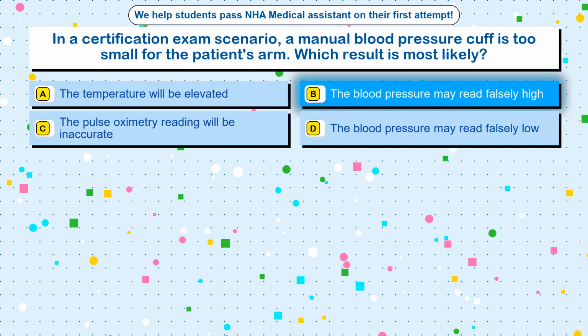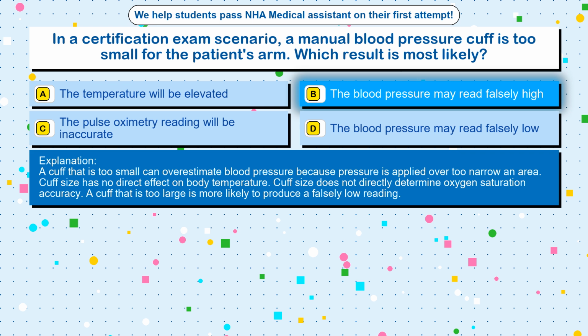The correct answer is option B, the blood pressure may read falsely high. A cuff that is too small can overestimate blood pressure because pressure is applied over too narrow an area. Cuff size has no direct effect on body temperature. Cuff size does not directly determine oxygen saturation accuracy. A cuff that is too large is more likely to produce a falsely low reading.